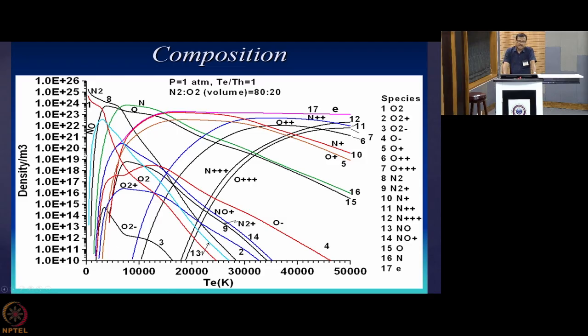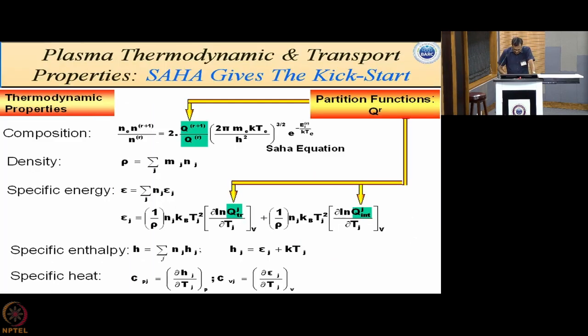Although you see that this is plotted in log scale, so you can see the order. It is 10 to the power 10 order and 10 to the power 24 order. So there is a 14 orders of magnitude difference, but because of the log scale you are able to project that in this composition graph. So you are seeing the scenario as you increase the temperature, how the density of different species varies. Now how did we get that?